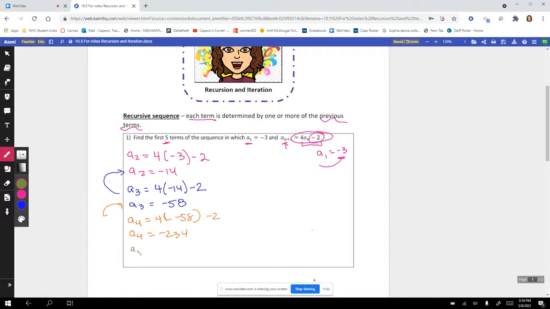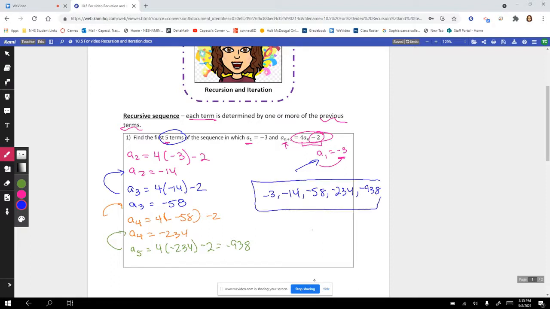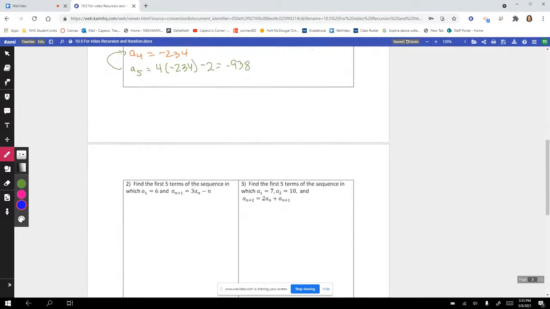Now our last term, a sub 5, we have 4, and again, we're going back, times -234 minus 2 gives us -938. So our final answer, they asked for the first 5 terms. Now we can't forget about our first term, a sub 1. So we have -3, -14, -58, -234, and -938. They are our values. Okay, let's look at the next one.